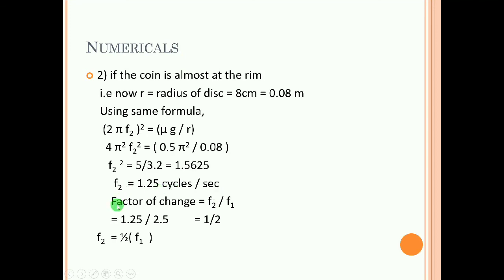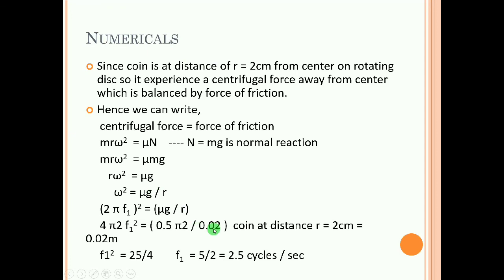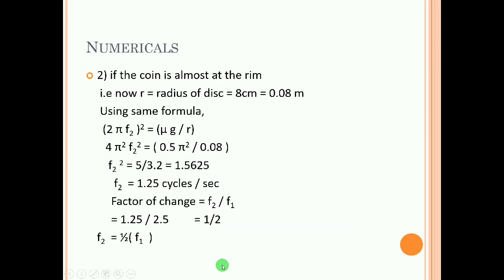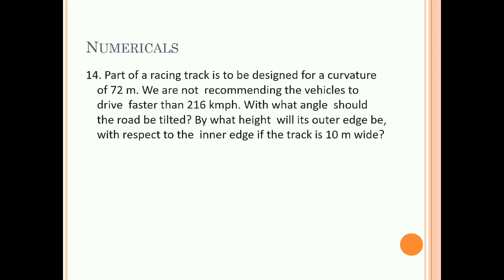It is asked to calculate the factor of change here. So the factor of change will be the ratio f2 by f1. We already calculated f2 as 1.25 and f1 as 2.5. So we put the value 1.25 divided by 2.5, and we get 1 by 2. So f2 will be equal to 1 by 2 of f1. So this is what is asked in the numerical, right?